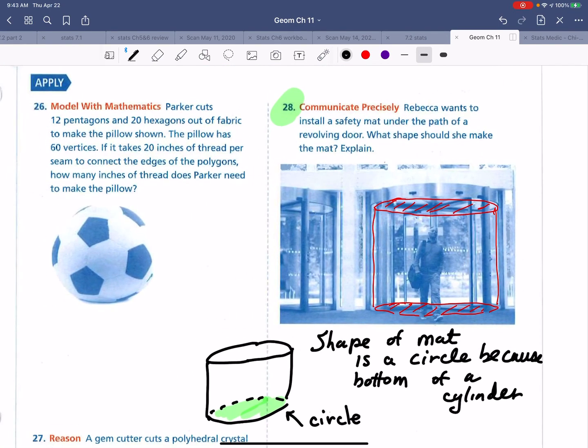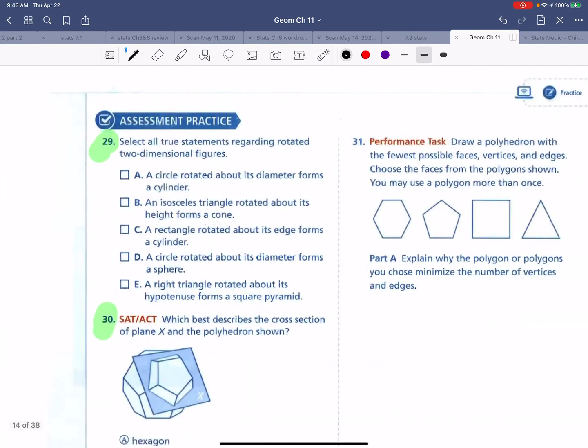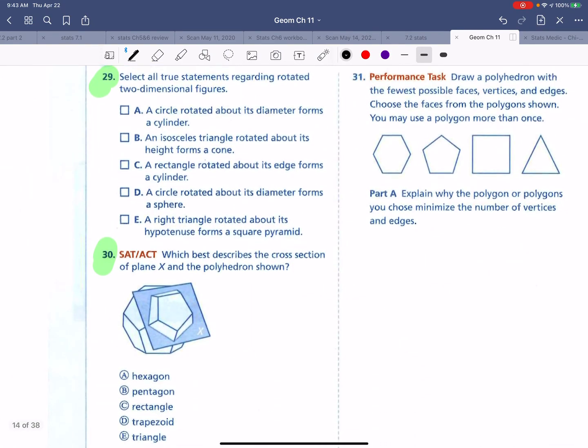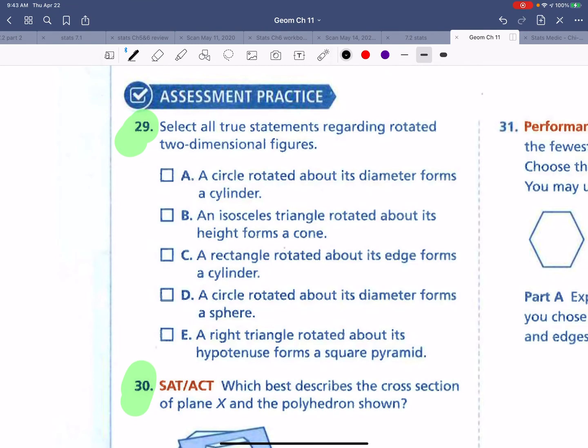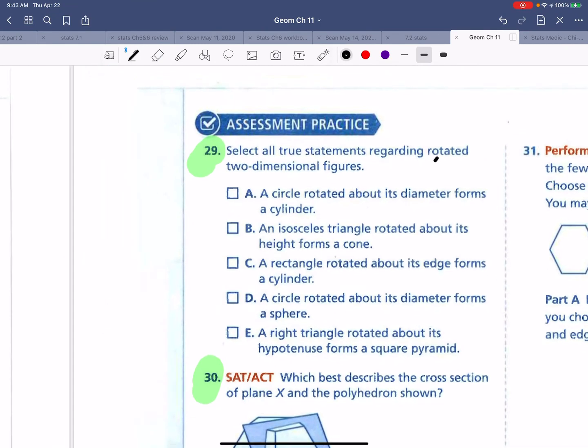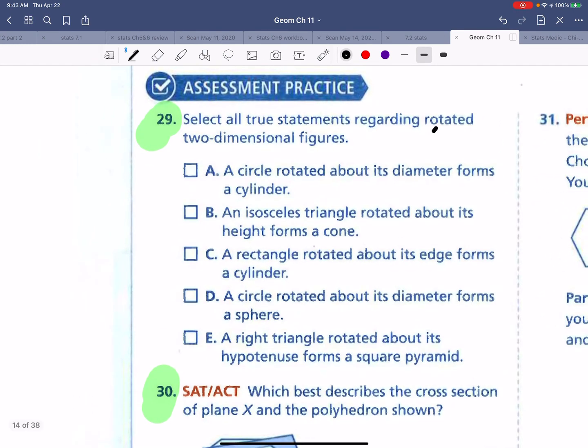Cool. Okay, two more. Now these are like you might see on the SAT, ACT, or on our EOC. Select all true statements regarding rotating 2D shapes. Okay, so we definitely explored this. A circle would make a cylinder. No, a circle makes a sphere. So that's a big no.